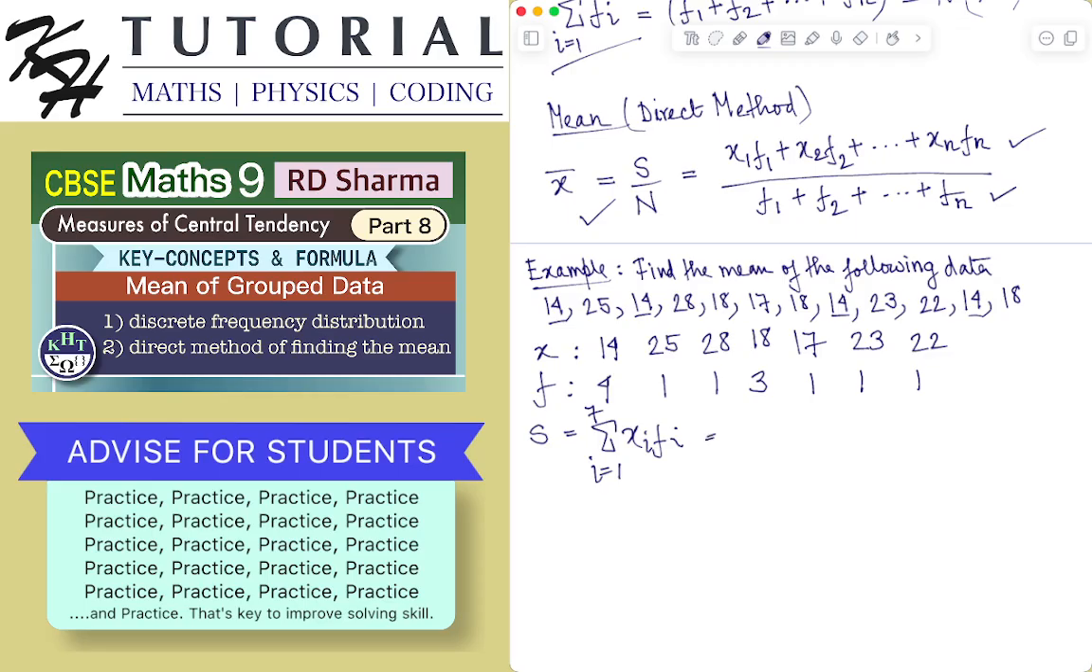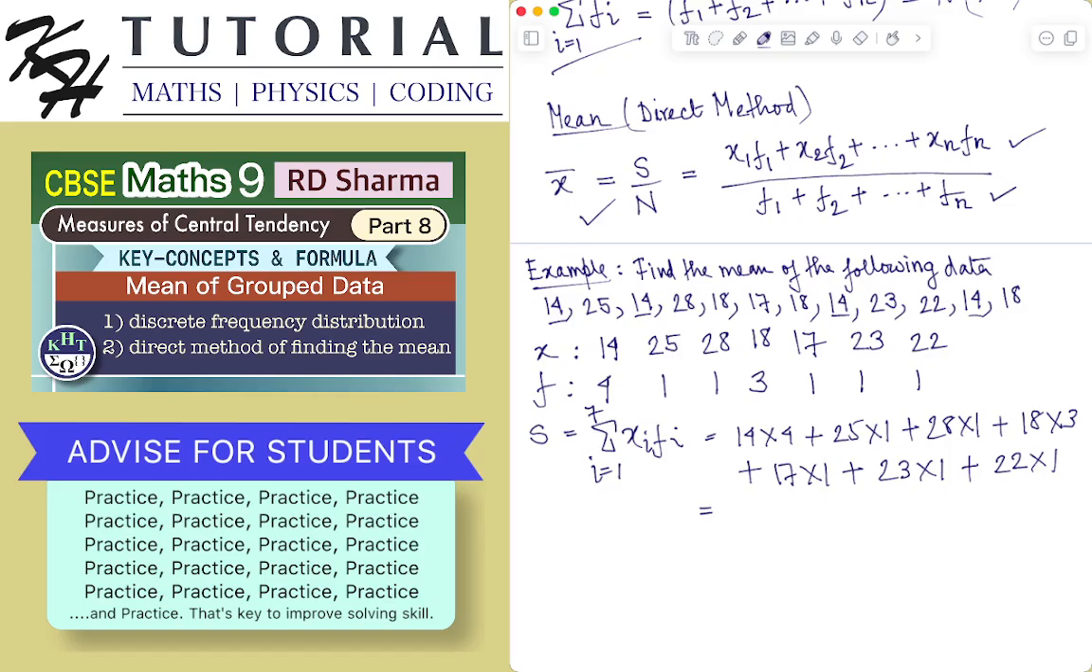Okay, so this is nothing but 14 multiplied by 4 plus 25 multiplied by 1 plus 28 multiplied by 1 plus 18 multiplied by 3 plus 17 multiplied by 1 plus 23 multiplied by 1 plus 22 multiplied by 1. So I have added the products of unique values and the frequencies. Let me quickly use the calculator to find the value, but you should never use a calculator or even keep a calculator beside you while solving mathematical problems or any kind of problems.